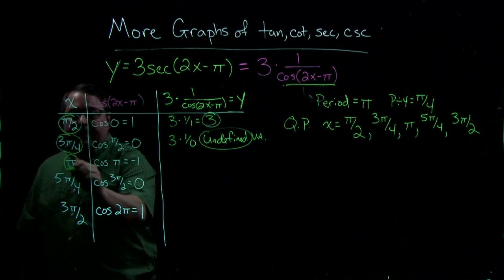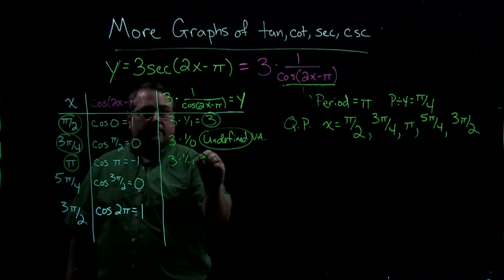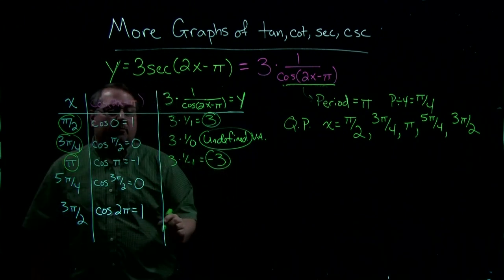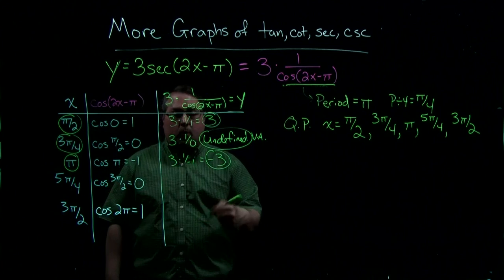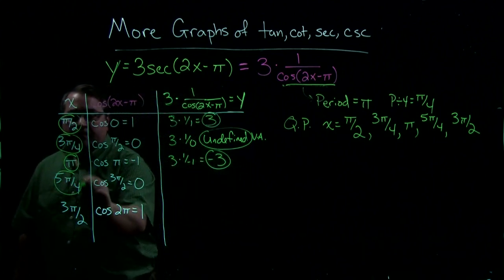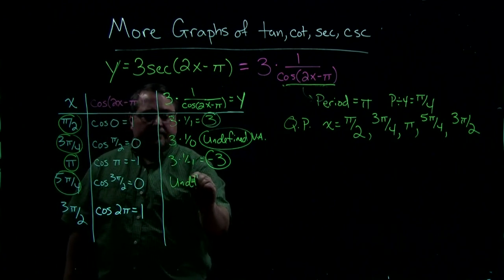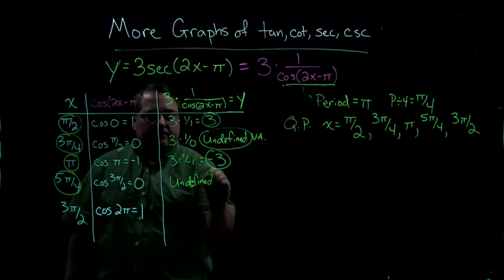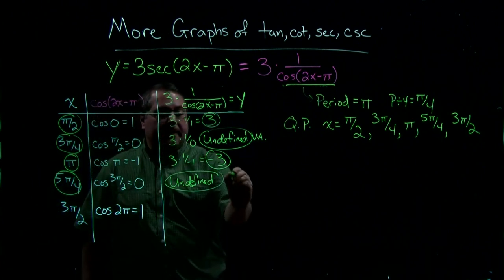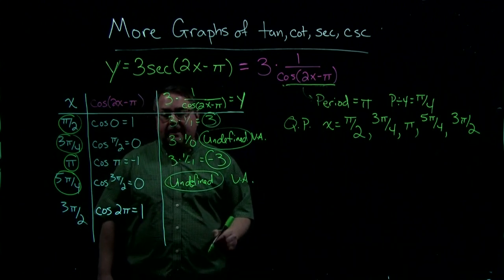When x is pi, the cosine was -1. So our y value will be 3 times 1 over -1, which is -3. When x is 5 pi over 4, the cosine was 0. So again, the y value will be undefined. There's going to be another vertical asymptote because we'd have to divide by 0 to get the secant.